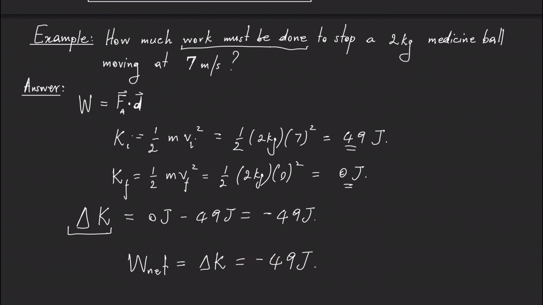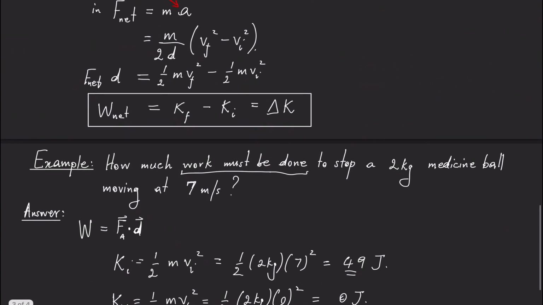And notice the work done here is negative. What does this negative tell us? It's not telling us direction, because work done is not a vector, it's a scalar. But what this is telling us is that the force which we are applying to do the work is actually taking energy away from the medicine ball. Initially, the medicine ball had an energy of 49, but when the force was applied to it, it ended up with 0 joules. Therefore, the work which we did extracted energy from the medicine ball. And notice we were able to obtain this because of this important relation.